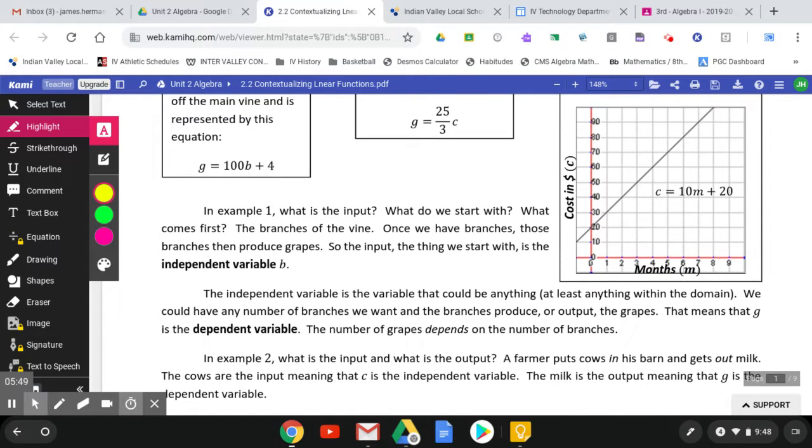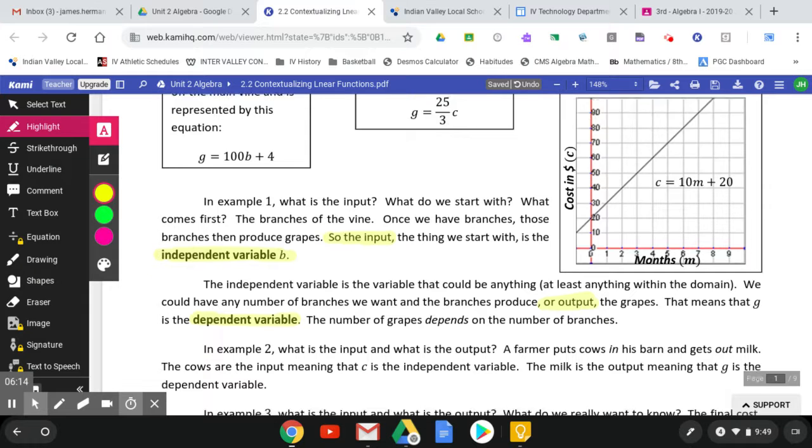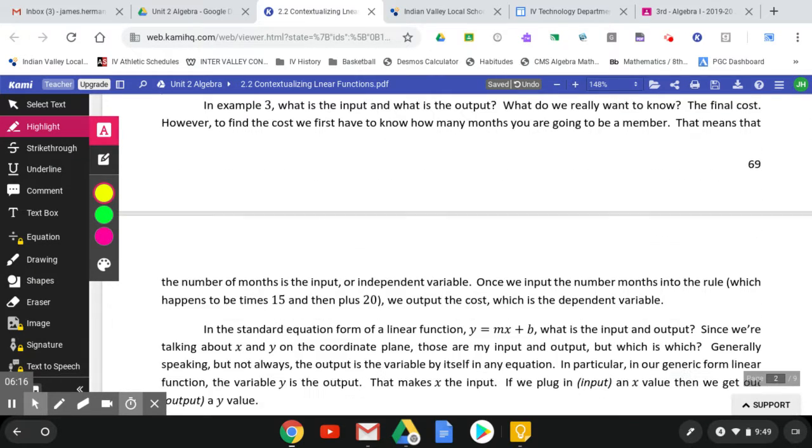So let's jump down here a little bit. What is the input or the independent variable? That's highlighted, it's bold, so you should have seen that really easily. What is the independent variable? It's the input. It says it right there. The next paragraph: what's the dependent variable? It is G here, but what is it? It's the output, right? The output is also known as the dependent variable.